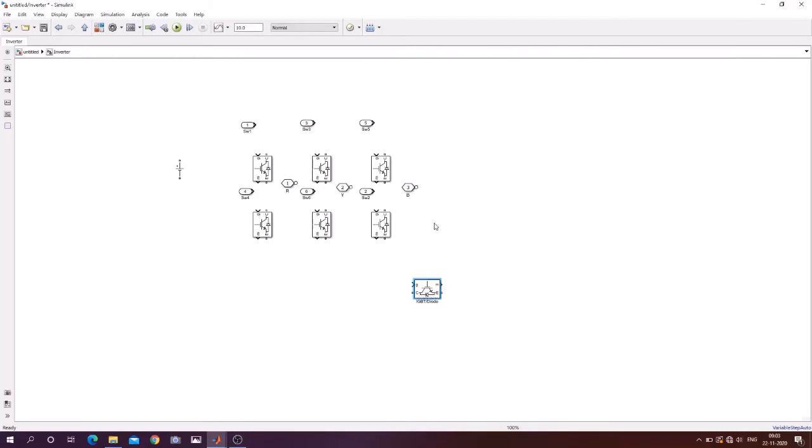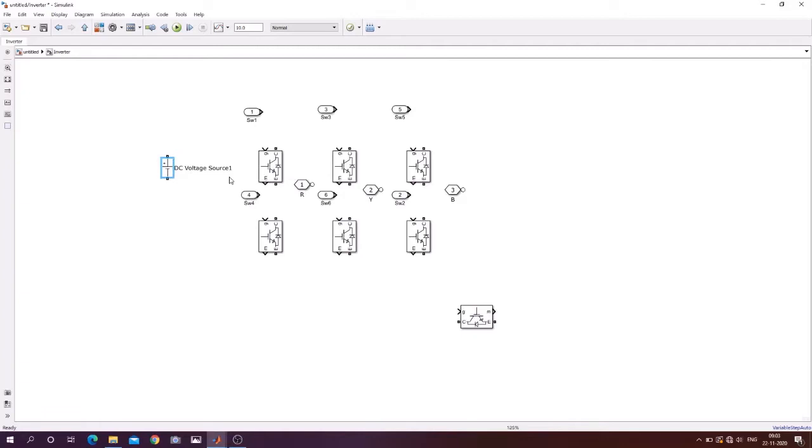I have taken six such components, and also I have taken one DC voltage source and input pin, and these connections. So this one I have already taken. Now we will make the inverter.